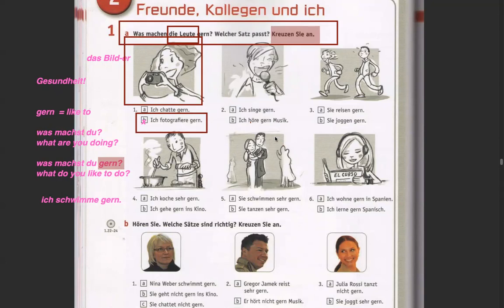Zwei. Ich singe gern. Ich singe gern. Ich singe gern. Gern. It's singer. That means he likes to sing. They're all happy, right? It's like they're doing it as a hobby.